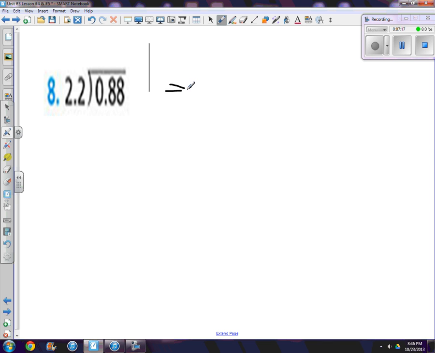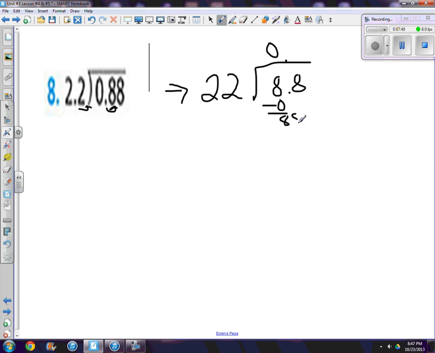so really this problem becomes 22 into 8.8. Because if you look over here, we move this one place to the right, and we move that one place to the right. What we do to the outside, we must do to the inside. Okay? So now you have 22 going into 8, and notice I brought my decimal up first. 0 times. 88. I'm guessing that will be 3 times.